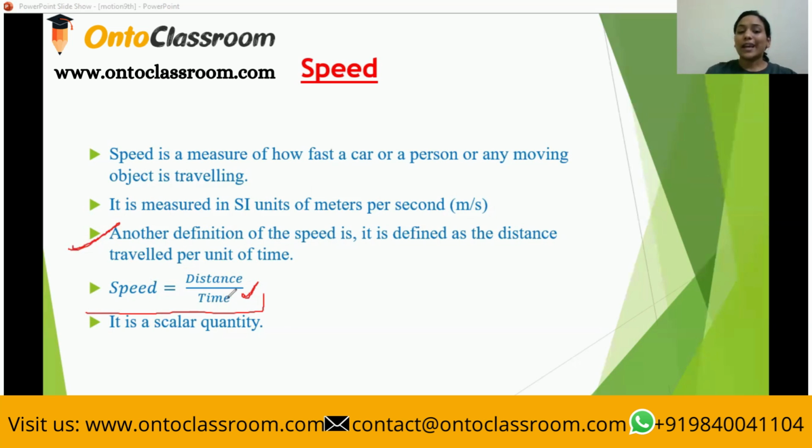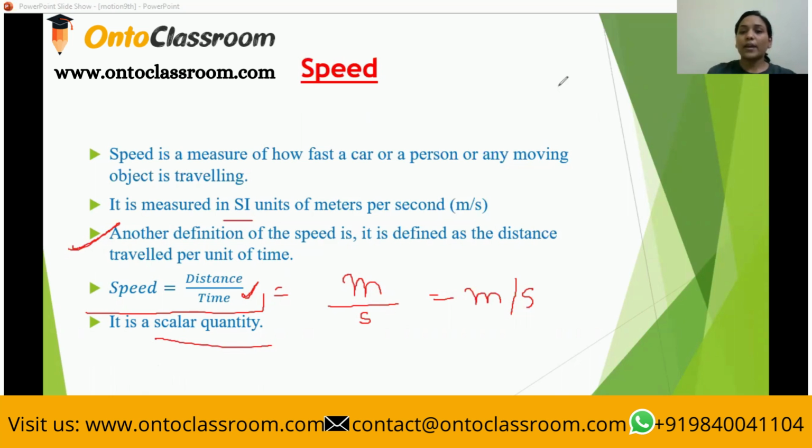Now I can calculate the SI unit from this formula. What will be the SI unit of distance? It should be meter, because distance is measured in meters. After that, what will be the SI unit of time? Time is measured in seconds. So the SI unit will become meter per second for speed. Now, is it a scalar or vector quantity? It is a scalar quantity because it includes only the magnitude but not the direction. So this is speed.